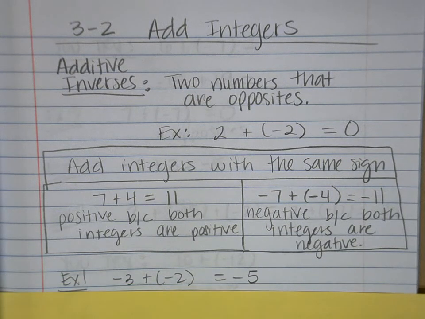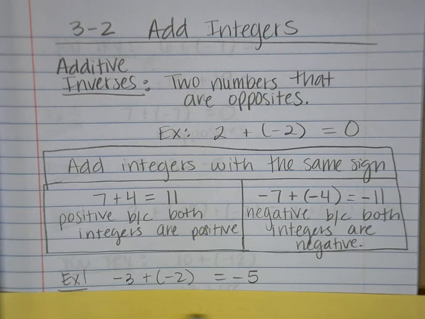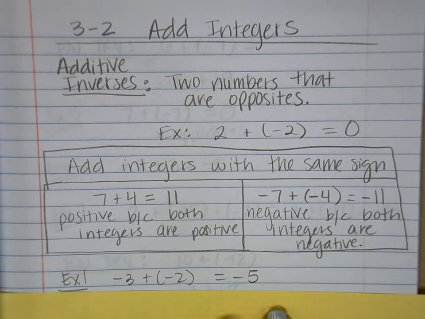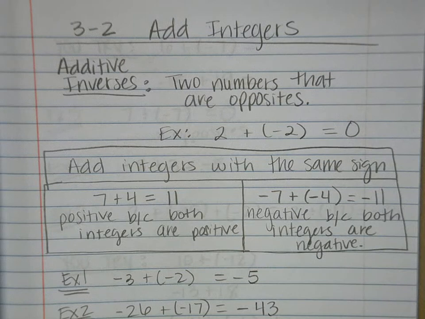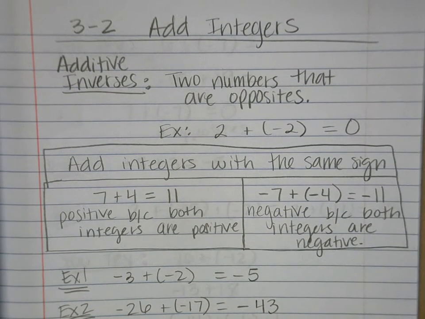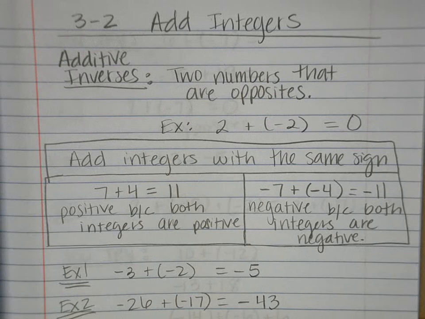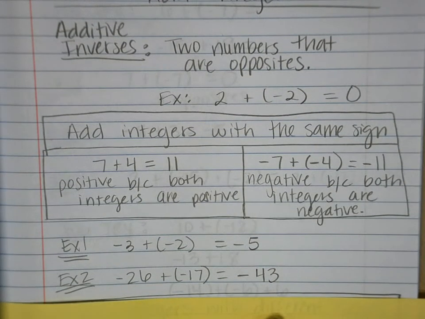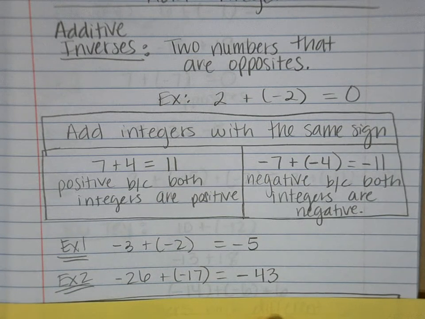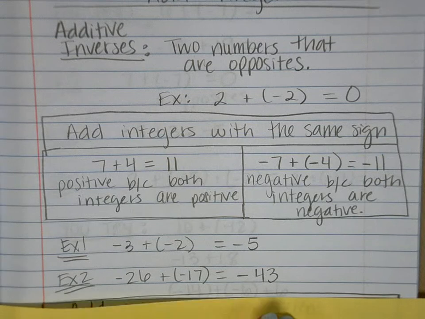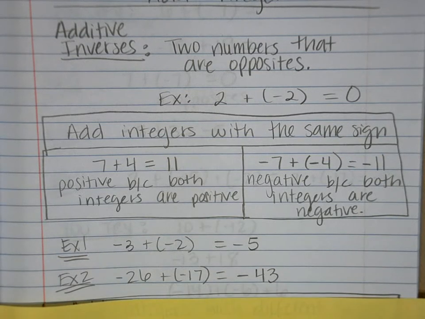Here's an example. A negative 3 and a negative 2 is going to make a negative 5. Here's another one, bigger numbers, but still the same thing. Same sign, keep the same sign. Negative 26 and negative 17 is negative 43. So I just add the two numbers together, but keep them negative.